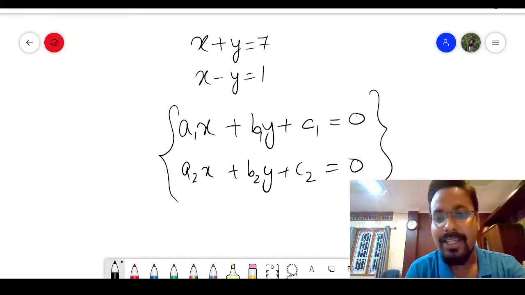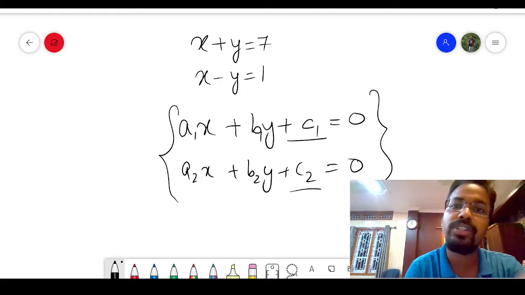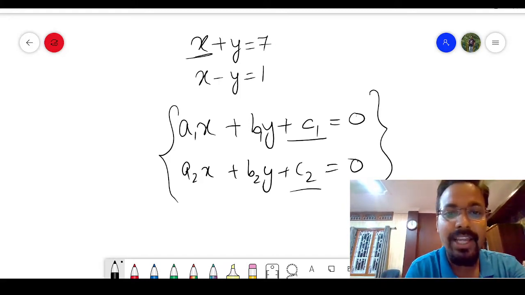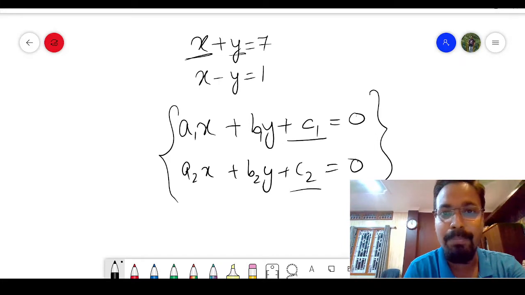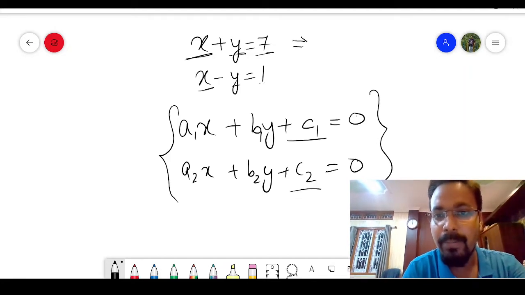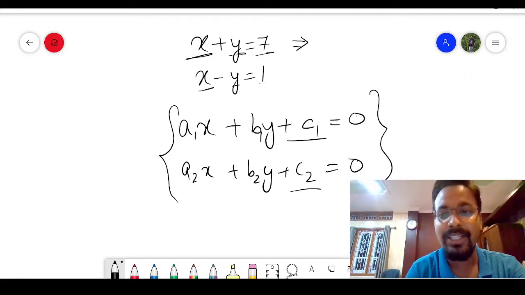So as you can see, c1 and c2 are both on the left hand side. So here this is our a1x, b1y, c1, a2x, b2y and c2. So what we will do, we will write it in such a way that they align with these 2 equations.